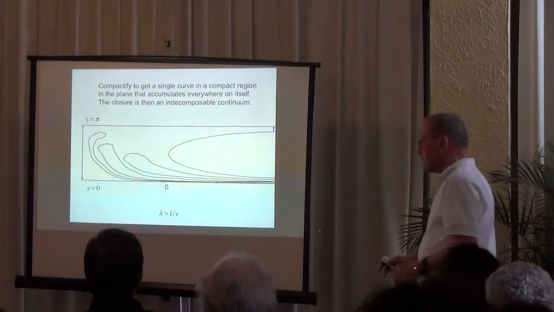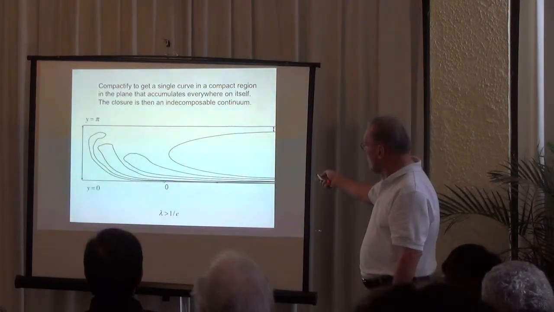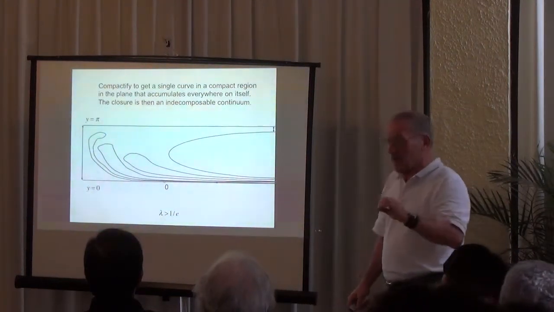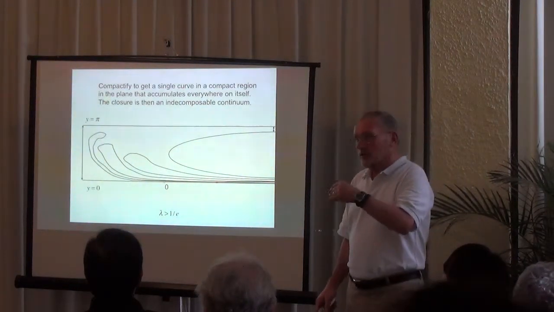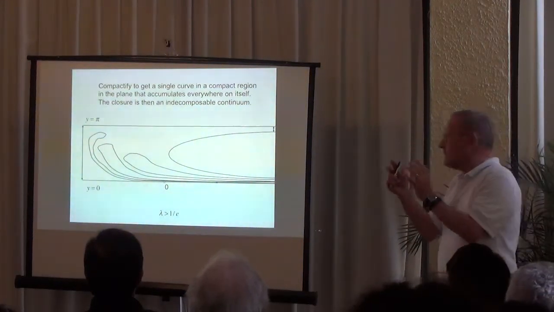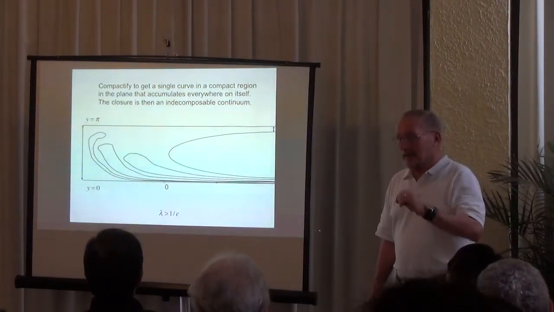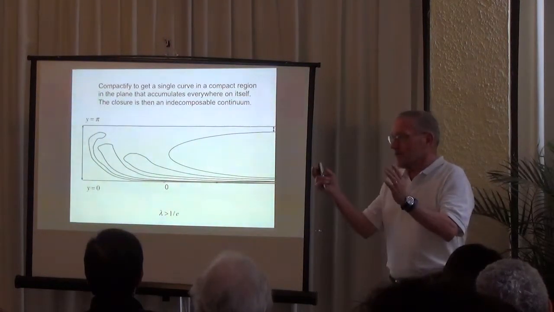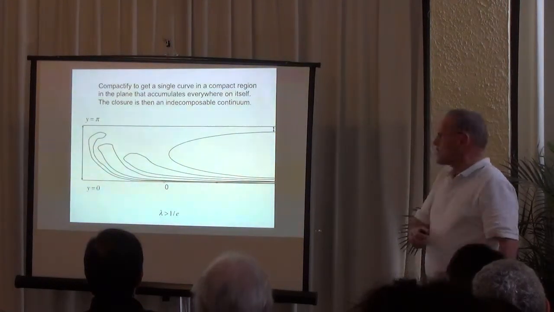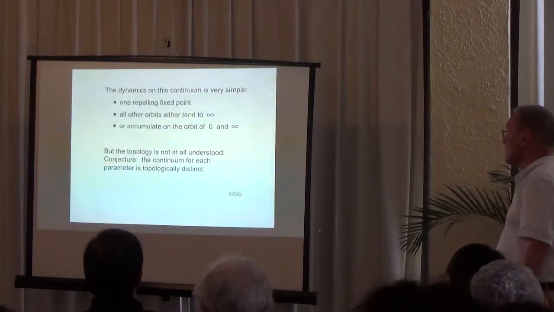Well, let me compactify everything, let me put it into a compact region in the plane, and then identify those two points, those two points, those two points. I get a curve that accumulates everywhere on itself. Just like that outer curve that you can ask for continuum. Okay, and there's a theorem in topology that if you have a planar curve that accumulates everywhere on itself, the closure of that set is an indecomposable continuum. So as we go through lambda equals 1 over e, our hair is still a half line, but as soon as lambda is greater than 1 over e, suddenly that curve changes into one of these indecomposable continua.